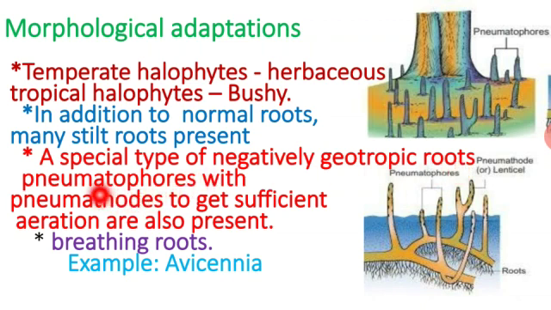These roots are named as pneumatophores. They have small minute pores on their surface, named as pneumathodes or lenticels. These help to get sufficient aeration, so the plant can respire the air. Hence they are named as breathing roots. For example, Avicennia plants, found in the seashores.